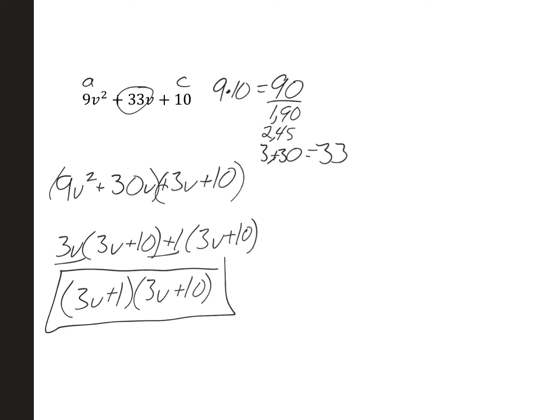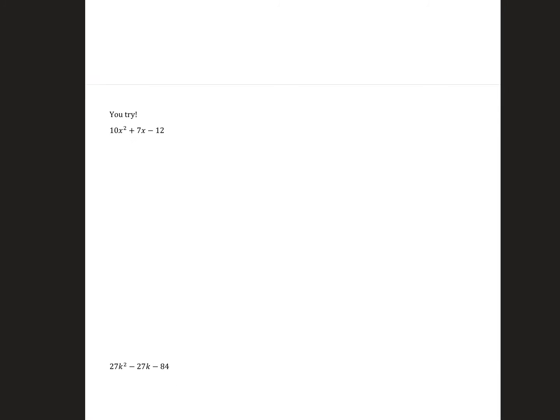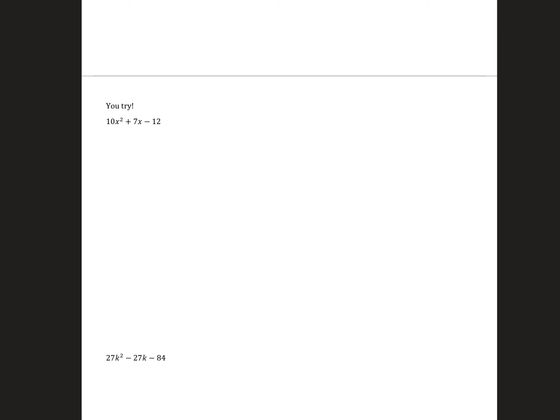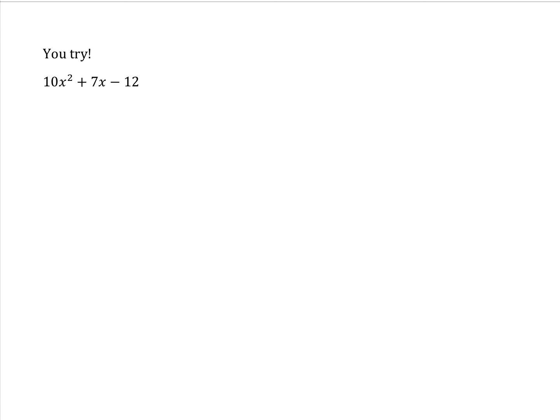Perfect. Okay, now I'm going to give you a second. I want you to go ahead and try out this next one. So look for your GCF, then do A times C, and then go ahead and try and figure out what factors add to give you B. So take a minute, go ahead and pause the video, and then try it on your own and then check it.